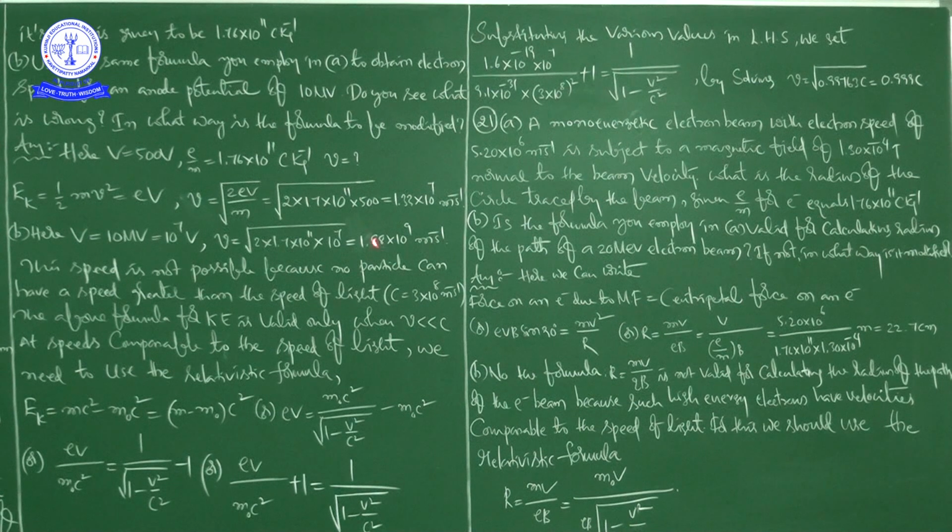By seeing this value, the speed of the electron, we can say that this speed is not possible, because you know Einstein's theory of relativity, and some of the predictions say that the maximum possible speed in this entire universe is the speed of light, that is 3 into 10 to the power of 8 meter per second.